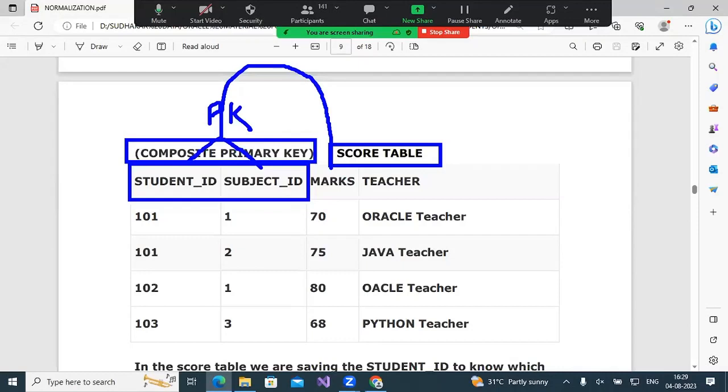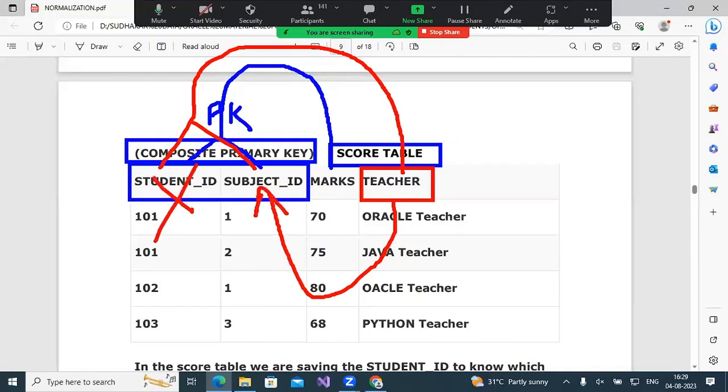But coming to the second one, what is the second one? Teacher. Does teacher depend on student or subject? Subject. So teacher never depends on student; teacher always depends on subject. Student ID and subject ID are both primary keys, but the teacher column depends only on subject and not on student, because subject is permanent for the teacher, but student is not. So now tell me, is teacher a fully dependent column or partially dependent?